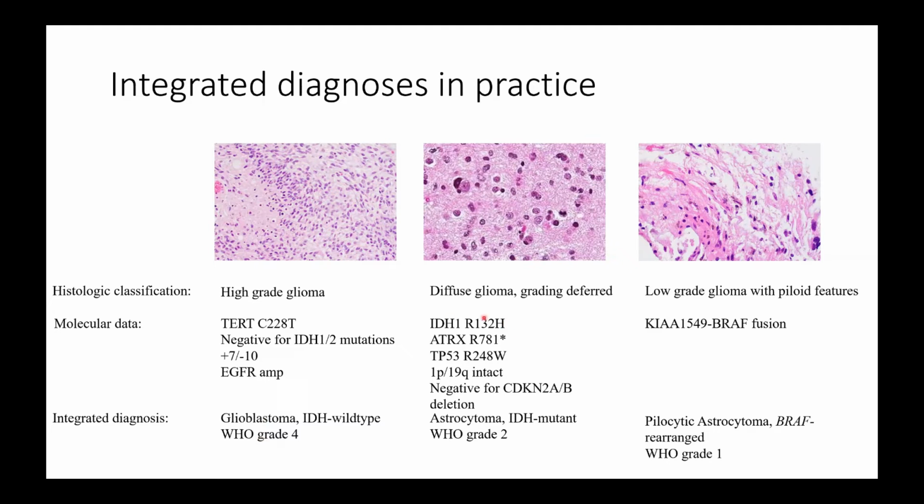In the middle, we can see that this is an IDH mutant tumor that has mutations in both ATRX and P53. There's no co-deletion of 1p19q, so we know this is an astrocytoma. Furthermore, there's no negative prognostic markers, and so we can both classify and grade this tumor now as an IDH mutant astrocytoma. And then this example on the right has a BRAF fusion. So in combination with the suggestive pilocytic astrocytoma features, we can now confidently make that diagnosis.